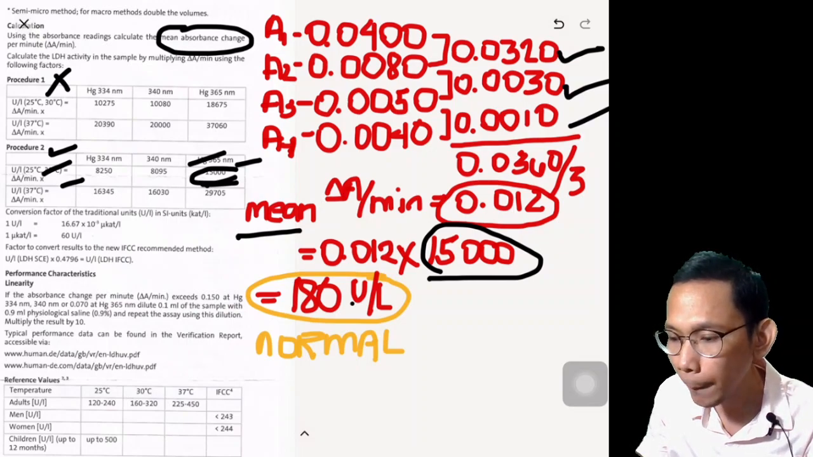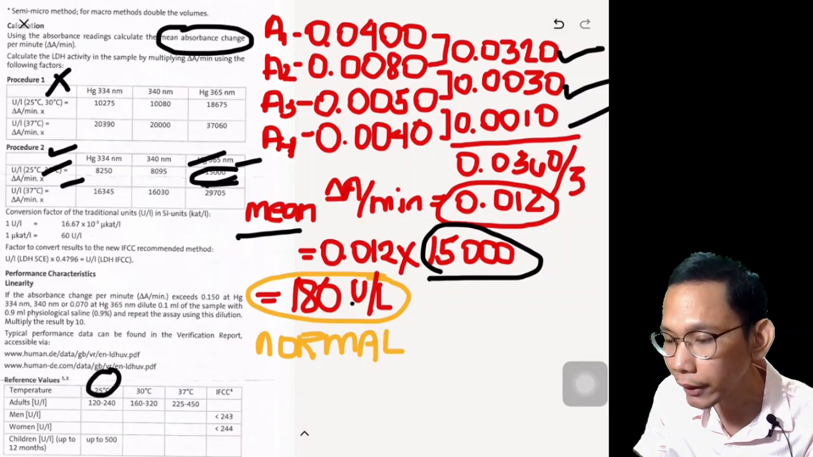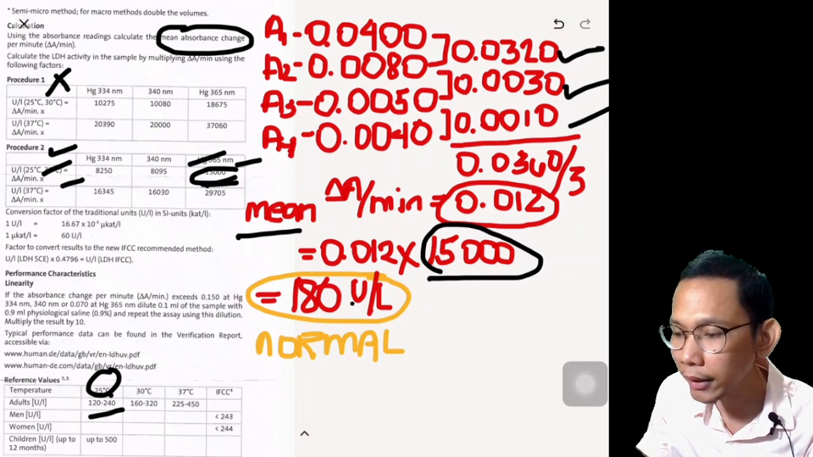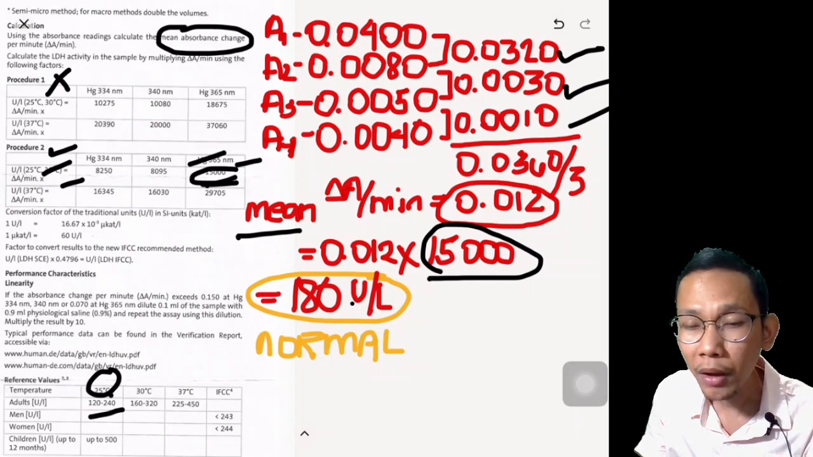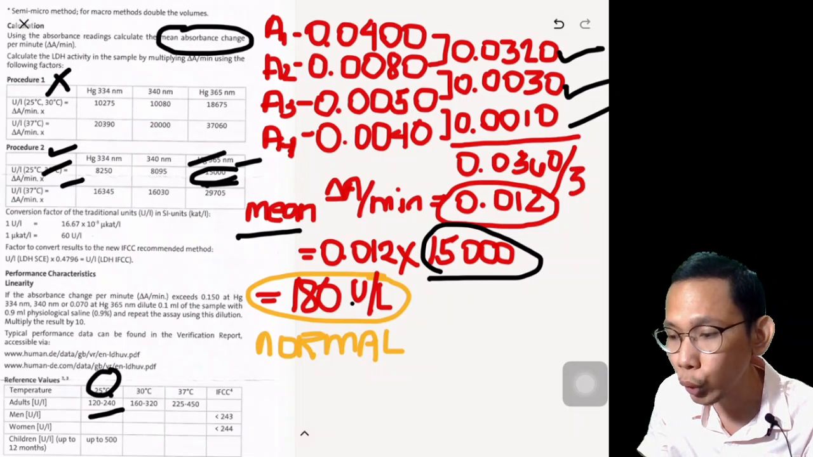Reference value sa room temp, specifically if 25 degrees Celsius, sa adult, it is 120 to 240. Kasi, for example, this patient is adult. Gamit natin is 25 degrees Celsius. We have to be very specific with temperature kasi nga ang value sa normal values will be different. At 25 degrees Celsius, ang normal value sa adult is around 120 to 240.